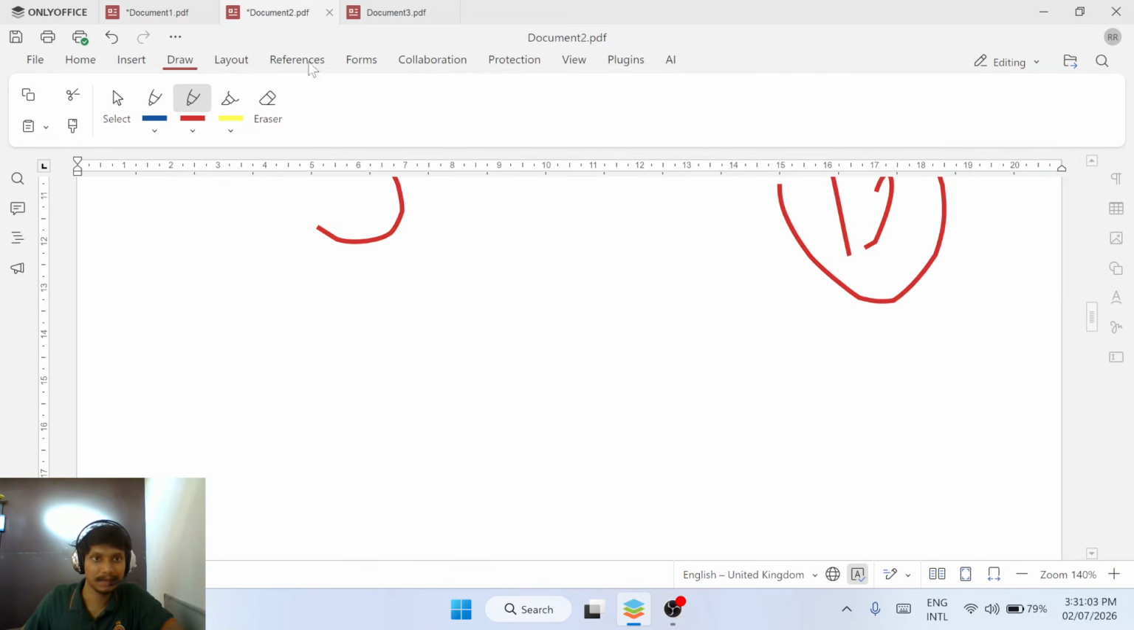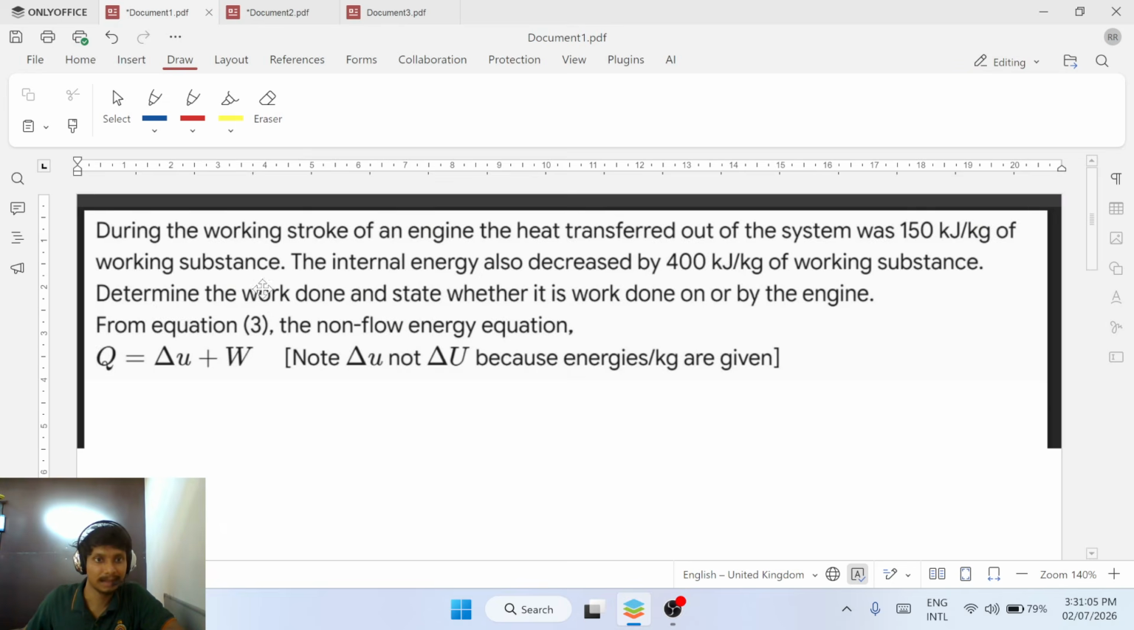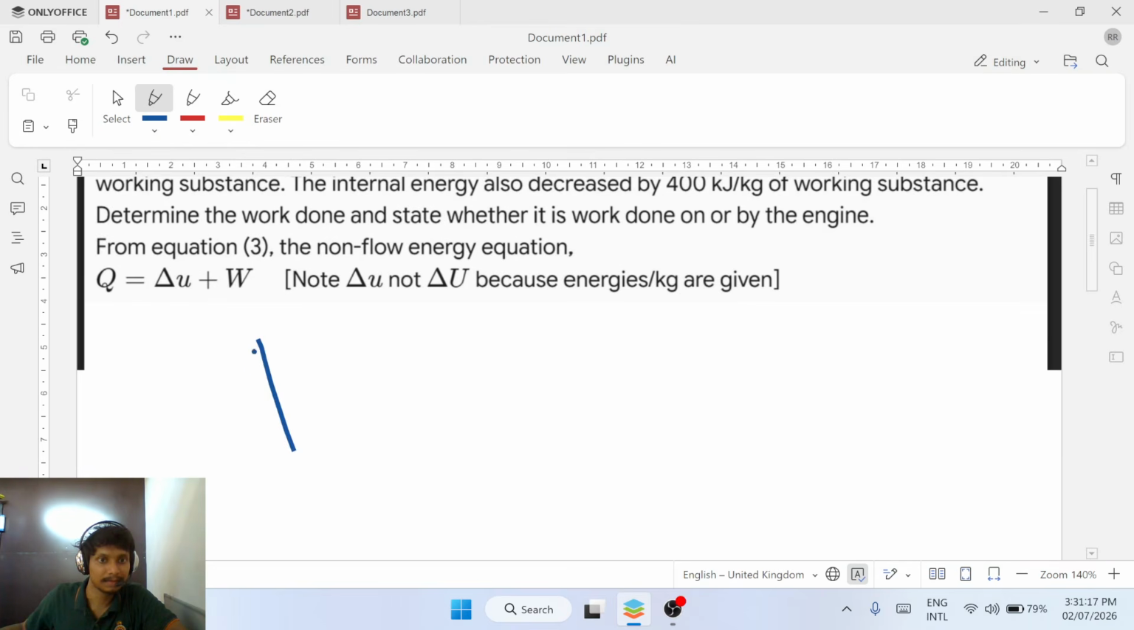Okay, we can discuss it next. This is the first question sir discussed yesterday. This is the non-flow energy equation question.